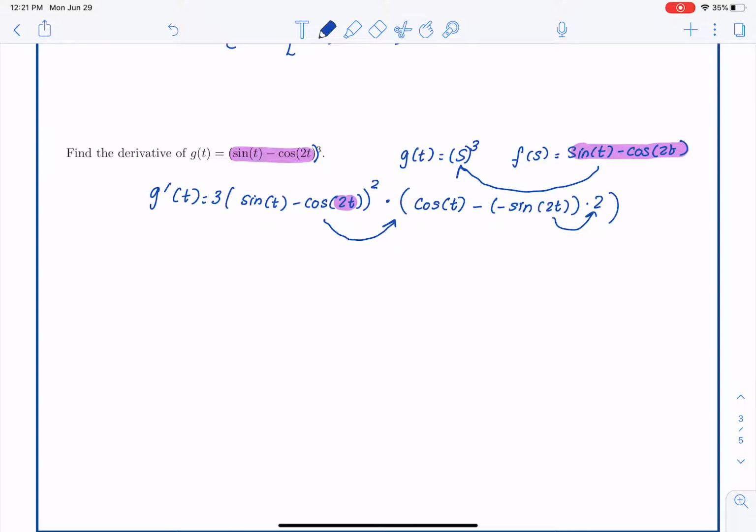So it kind of goes in a recursive manner. So we have, hence the name chain rule. So 3 times sine t minus cosine 2t squared multiplied by cosine t plus 2 sine 2t.